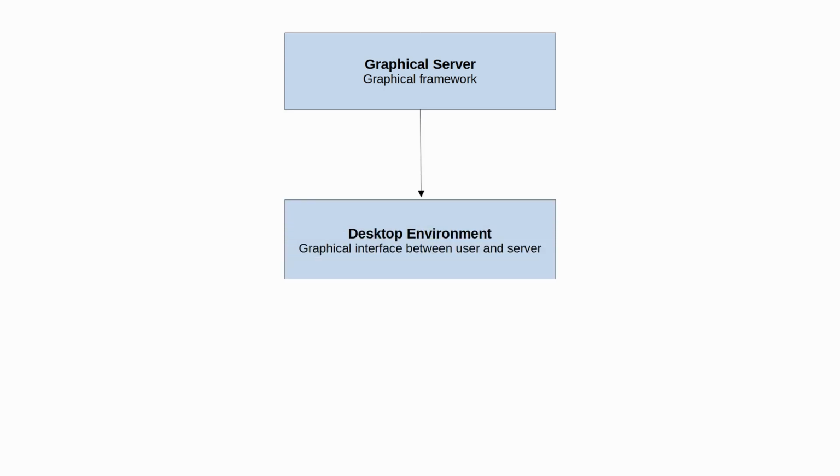In order to get that graphical interface, we need a graphical server, typically called X server. This provides the graphical interface to facilitate a more visual interaction with your computer. On top of that is a desktop environment. There's several different desktop environments. I'll go into that later. This sits between the graphical server and you and provides that visual interface that you actually interact with.